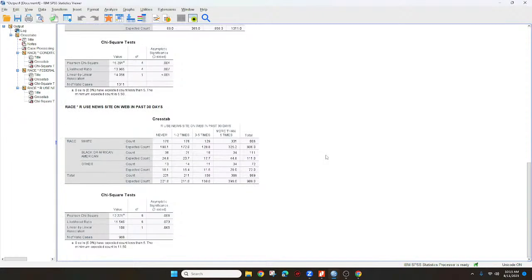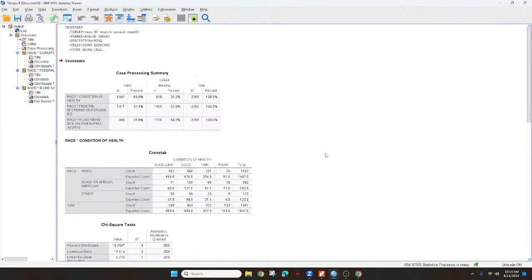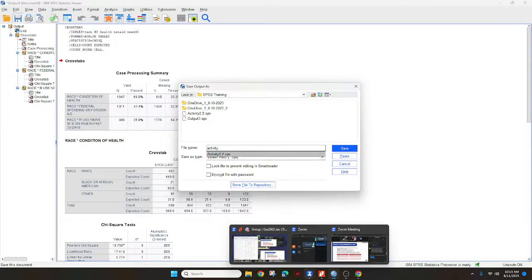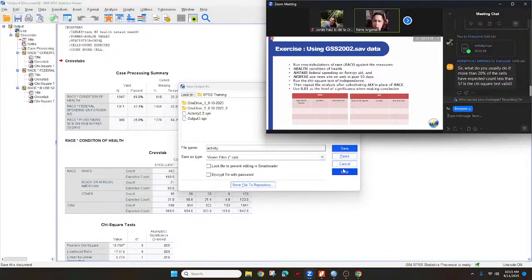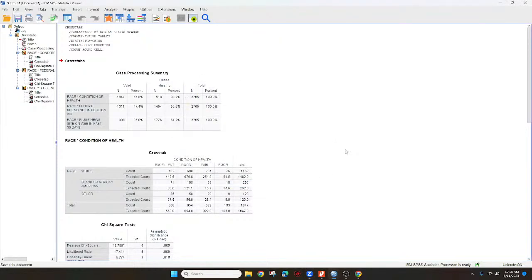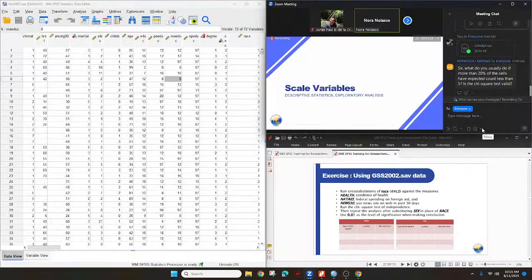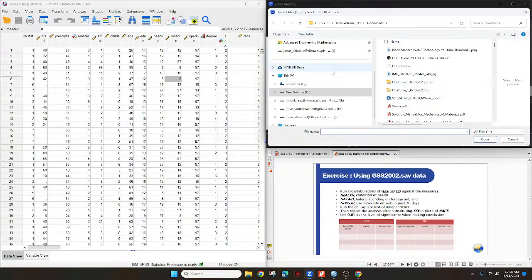Sir, can we have four this time? Four. Okay, two for race and two for sex. Alright. So guys, I'd like you to do this exercise. Of course, we have to give a chance to the others who have not presented yet. And then I think the last topic is on scale variables.